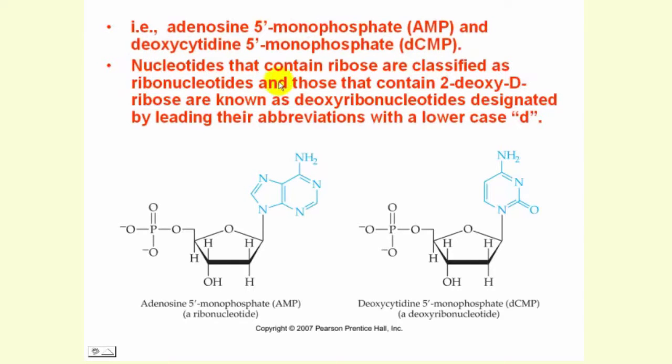deoxy sugar. So nucleotides that contain ribose are classified as ribonucleotides, and those that contain 2-deoxy-D-ribose are known as deoxyribonucleotides. We designate them by leading their abbreviations with a lowercase d. So right here, we have adenosine 5' monophosphate. We're going to see mainly abbreviations here, AMP. So this is a ribonucleotide, and our deoxyribonucleotide, in this case, is deoxycytidine 5' monophosphate, and this has that lowercase d in front of it.